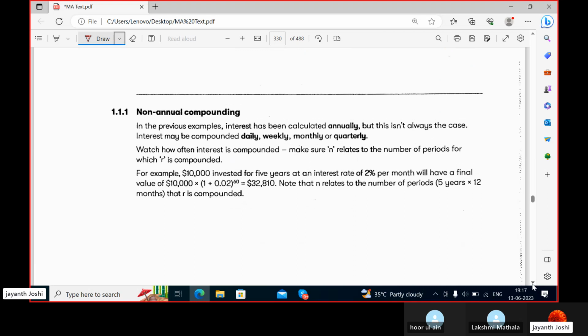See, if it is non-annual compounding, the compounding can have different frequencies. So you can see in some questions it is annual compounding.